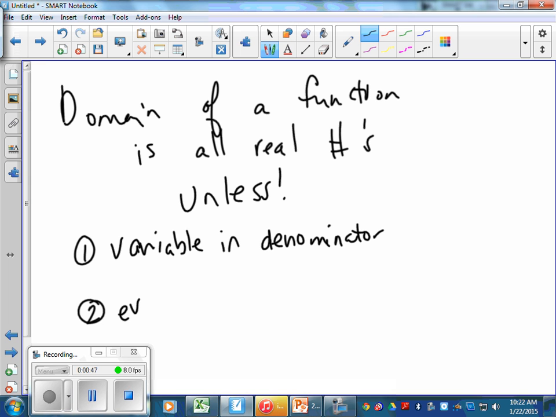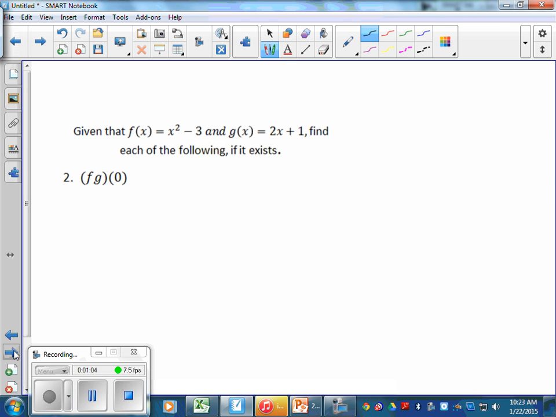Or if there is an even root, like a square root or a fourth root, what's underneath cannot be negative. So you'd have to figure out, well, what values would make it stay positive. So those are our two considerations: a variable in the denominator or an even root. So we're going to start out by just evaluating some functions.